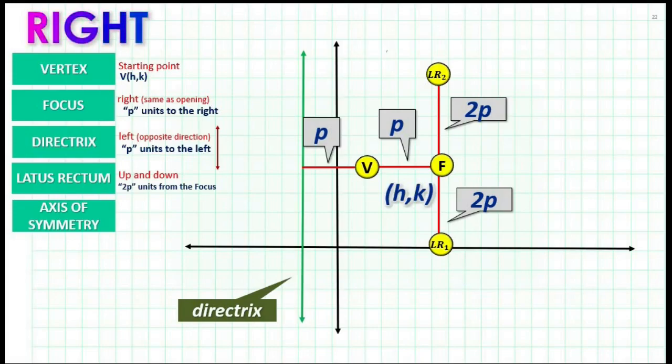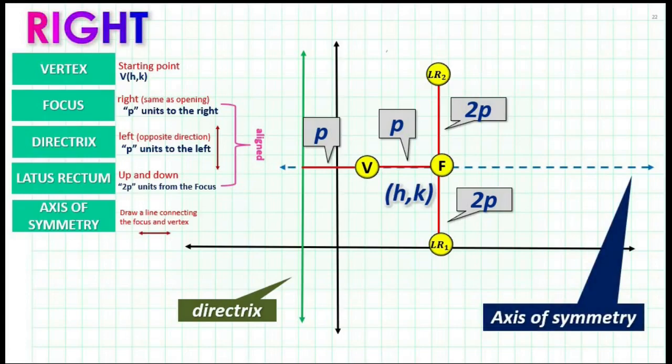Notice that in this given graph, the focus and the endpoints of the latus rectum are still aligned, this time in a vertical fashion. After plotting the endpoints of the latus rectum, next to be plotted is the axis of symmetry. Simply draw a line connecting the vertex and the focus. Since it's a parabola that opens to the right, the axis of symmetry will now become a horizontal line. The broken line here, in blue, is the axis of symmetry.